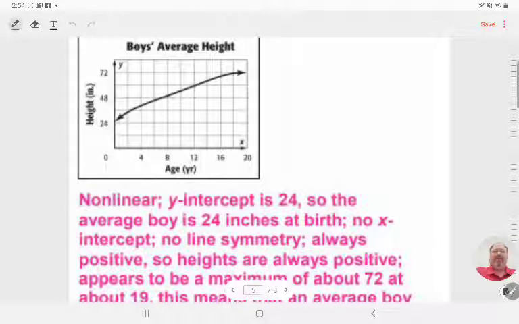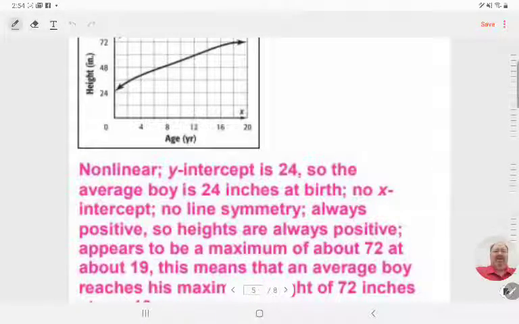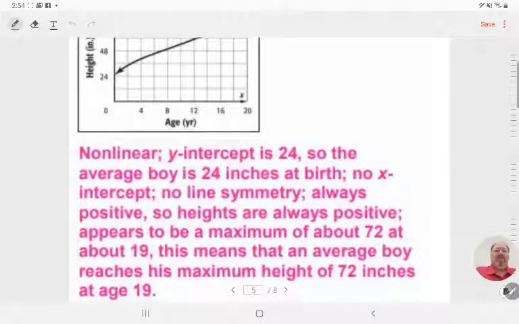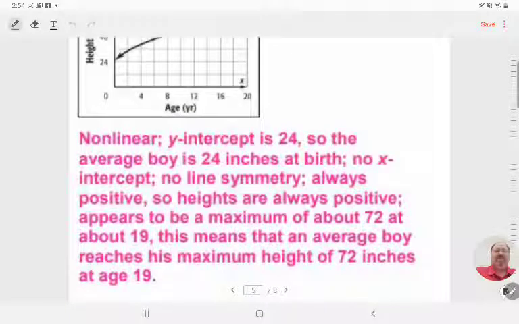There's no x-intercept. It does not cross the x-axis. There's no line symmetry. It's always positive. Okay, so that means the heights are always positive. There is a maxima, and the way that I would put that is the maxima appears to be a maximum of about 72 at about 19. Okay, but what does that mean? That's the part that I want to know. This means that the average boy reaches its maximum height of 72 inches at age 19.